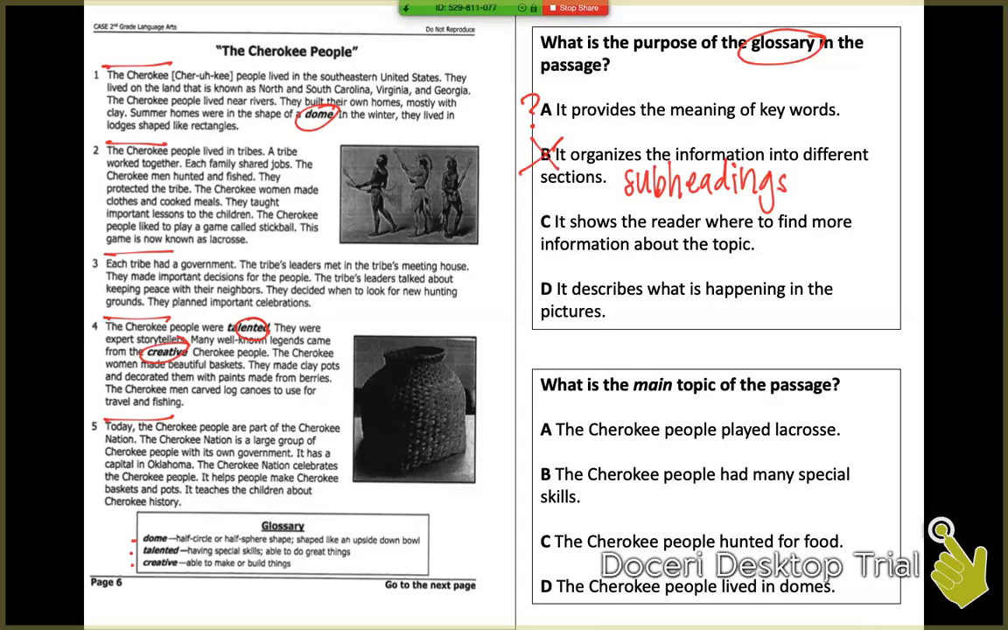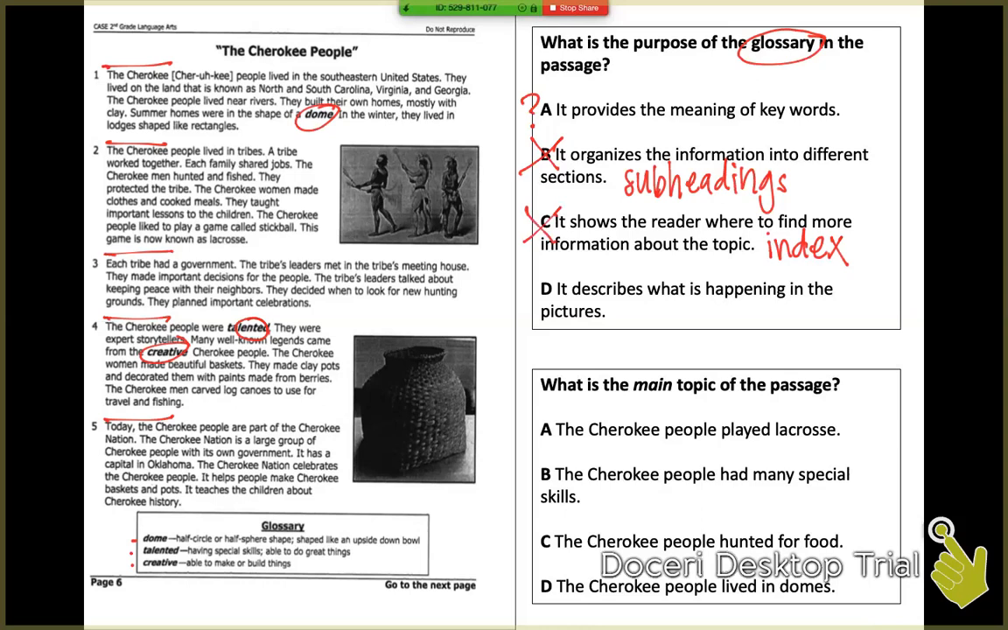And then C says it shows the reader where to find more information about the topic. I think that's going to be more like my index or even that table of contents that gives me page numbers to find out where I can find more information about detailed topics. And we don't have one of those in here, so that can't be the purpose for our glossary.